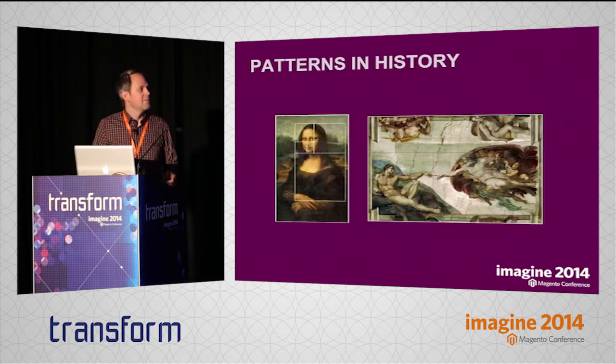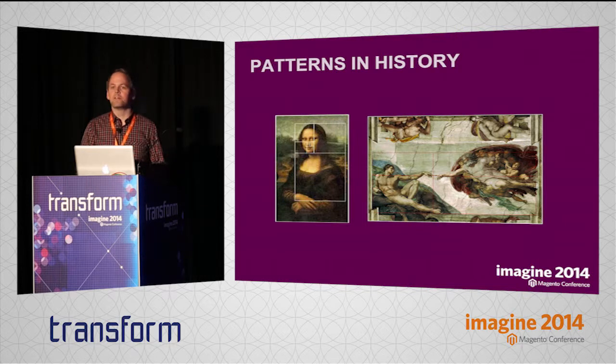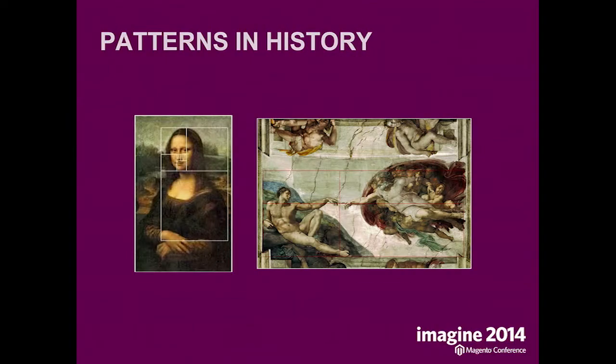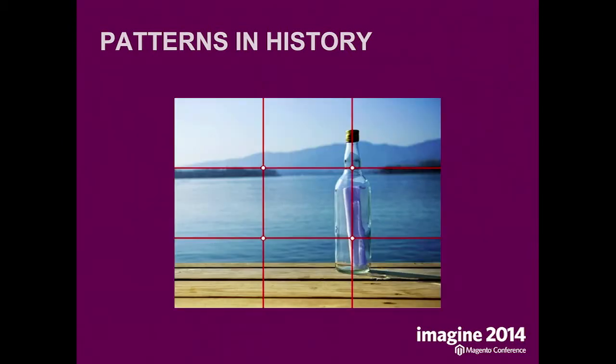And so we see these patterns evolve through history, and we still use those patterns to establish what is a good composition in art history, in art, for example. So we continue to use these concepts like the rule of thirds to establish what a good composition is.